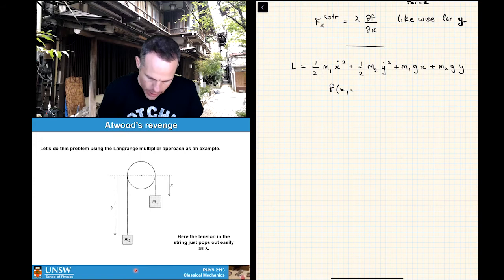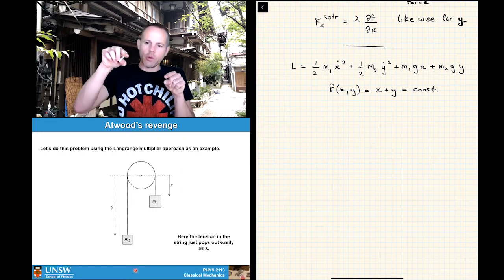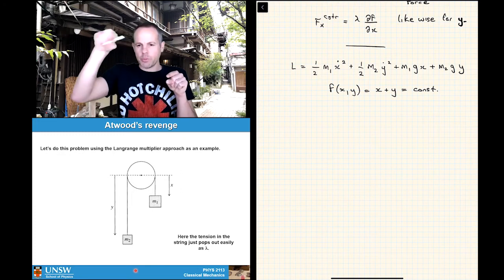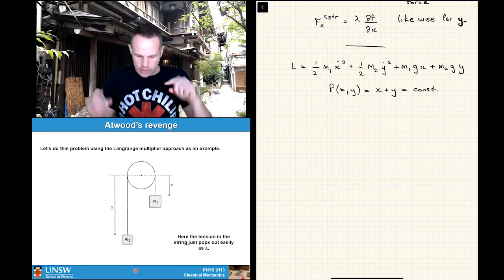F of x and y is x plus y equals a constant. So really all we did was say that we have x, we've got the bit around the top of the pulley, which we can just put into the constant, and y, and that length of string has to be fixed.